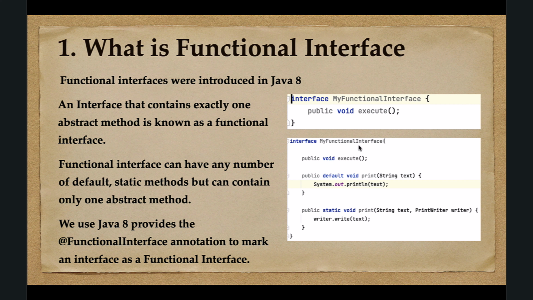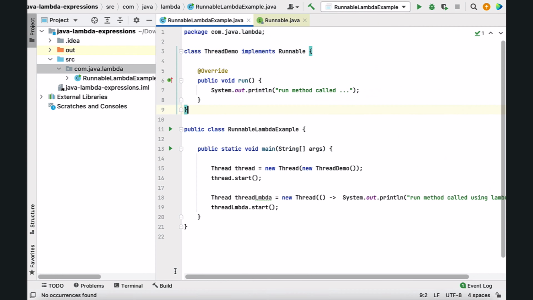Consider the code snippet again over here. MyFunctionalInterface is a functional interface. It contains default and static methods, but it contains exactly one abstract method, that is the execute method. So a functional interface is nothing but an interface that contains any number of static and default methods but contains exactly one abstract method. We can use the Java 8 provided @FunctionalInterface annotation to mark an interface as a functional interface. Let's go ahead and create one example.